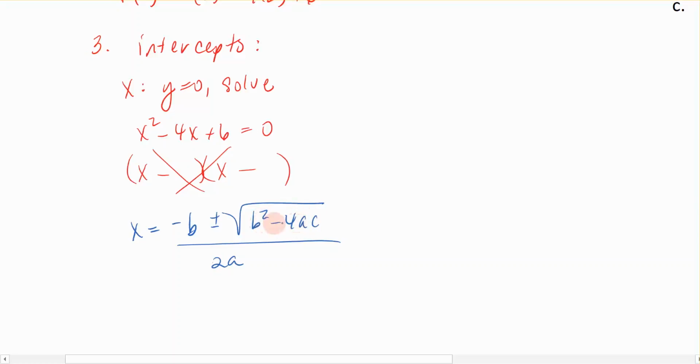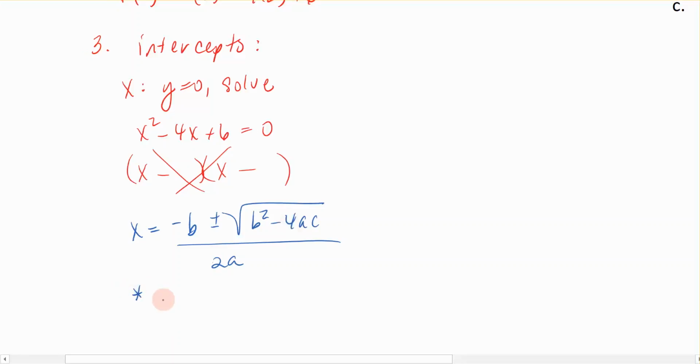The discriminant told me what type of roots I will have for my quadratic function. If I have a negative value under the radical sign, then I'm going to have no real roots. If I have 0 under the radical sign, I have 1 root. And if I have a positive number under here, then I'm going to get 2 roots. In other words, it crosses the x-axis twice. So let's just figure out what the discriminant is going to tell us in this particular case.